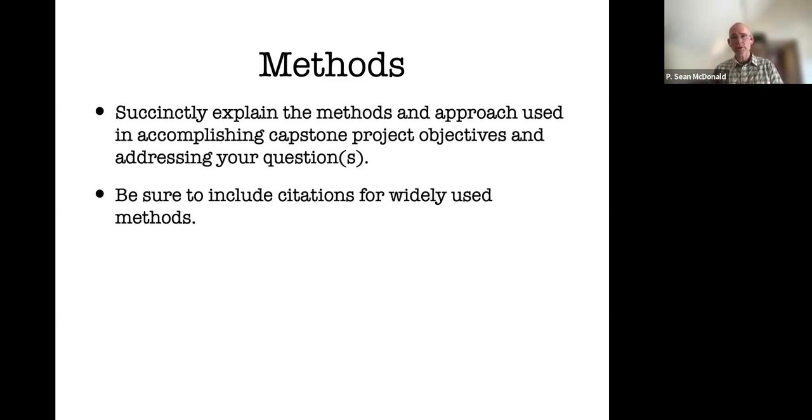And this is a place where you would want to include citations, right? So if you did a particular GIS analysis, then cite papers that discuss this type of analysis. If you did interviews or surveys, cite papers that talk about interview and survey methodology. That's where you integrate in the published literature on methods.